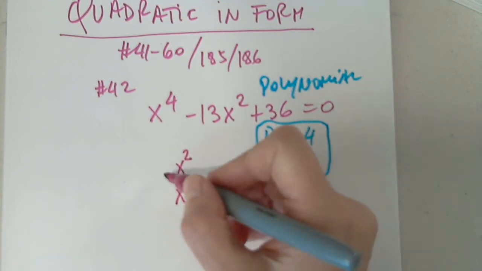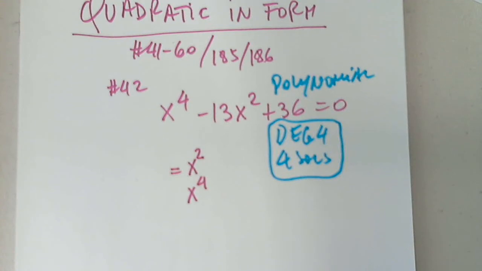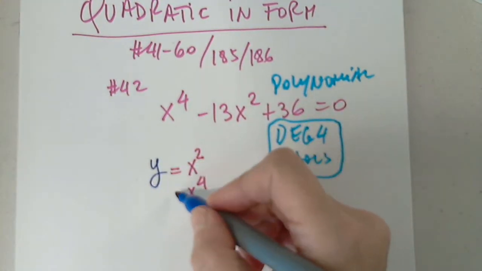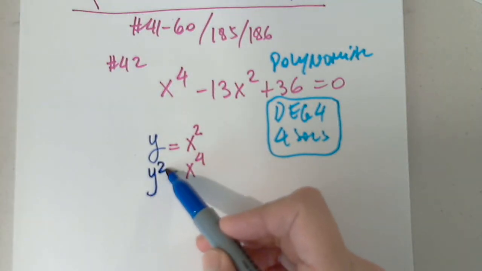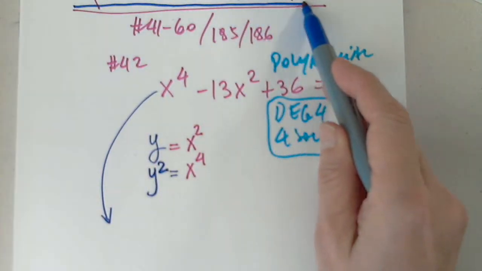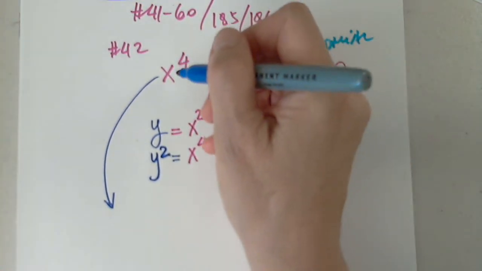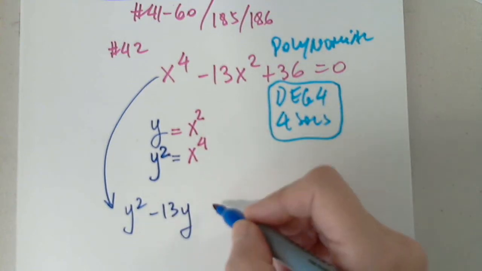The one with the smallest power, I'm going to denote it by another letter. Give me any other letter, not x. Any letter you want, but not x. Y. Y is perfect. If I denote this by y, what will this become? Y squared. Indeed. And that's my answer. So that's why this is a quadratic in form type of equation, because I can replace this by y squared minus 13y plus 36.